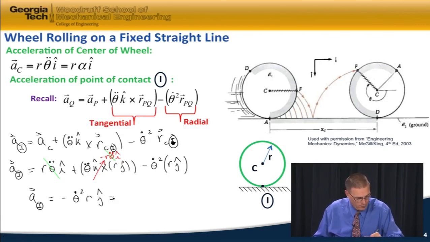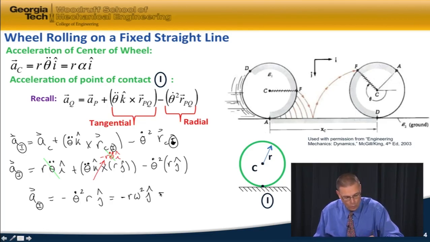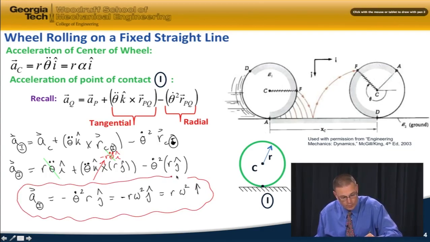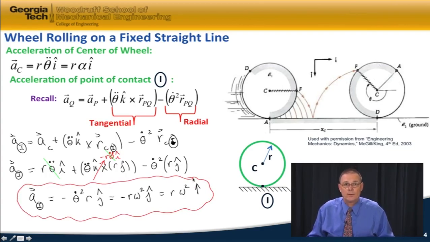And so that's the same as minus r omega squared in the j direction, because theta dot is the same as omega, the angular velocity. Or, since j is down, negative j would be up, so as an arrow it would be r omega squared in the up direction. And so that's my acceleration of my point of contact for a no-slip wheel rolling on a flat fixed straight line. And so even though the velocity of the point of contact is equal to 0, we see that the acceleration is not. And we'll come back next time and continue on.